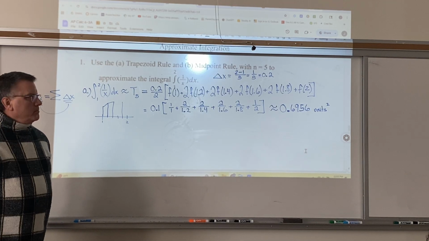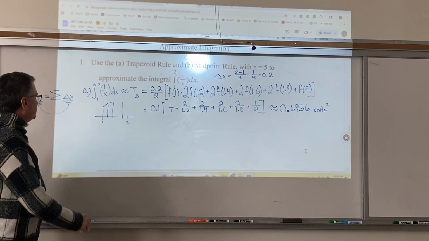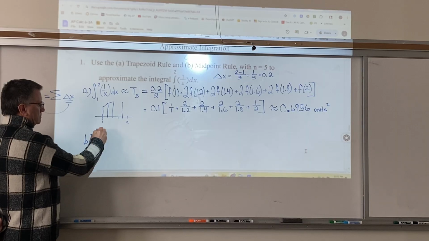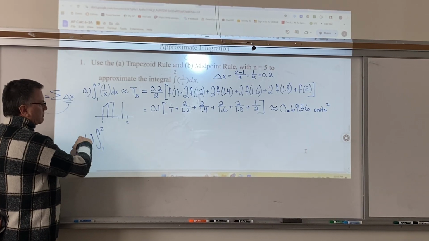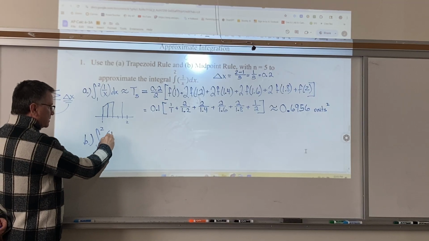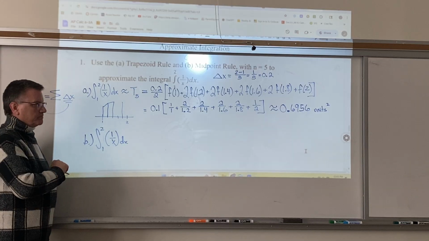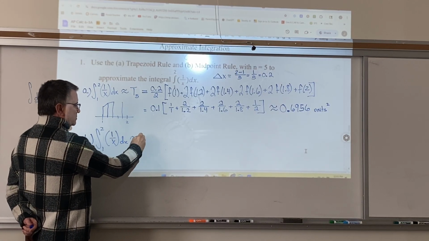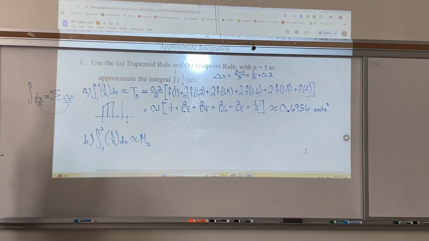Now, B says let's use the midpoint rule. So, I'm going to estimate from 1 to 2 the integral, which is the area under the curve of this function in terms of x. I'm going to estimate by using the midpoint with 5 rectangles. Midpoint is a rectangle, finding the midpoint of the rectangle.